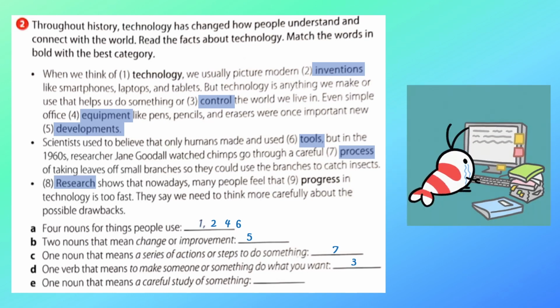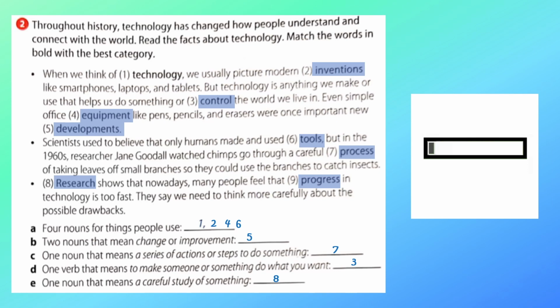Number 8 is research. So research is very similar to investigation. So this word is for letter E. It's a noun that means a careful study of something. And last, we have number 9, progress. And progress belongs to category B. It's a noun that means change or improvement.